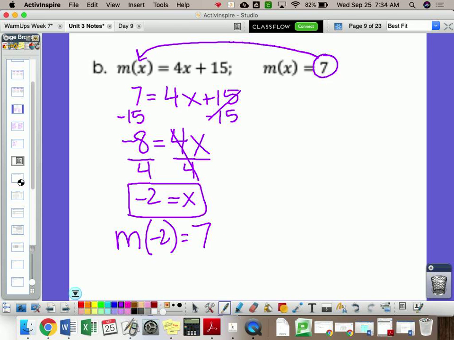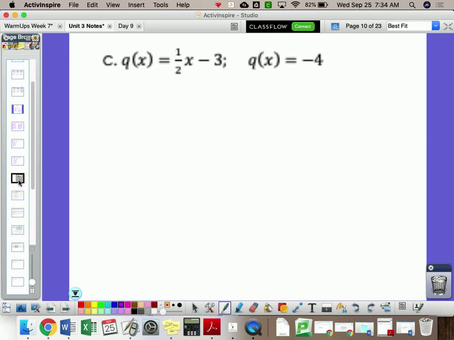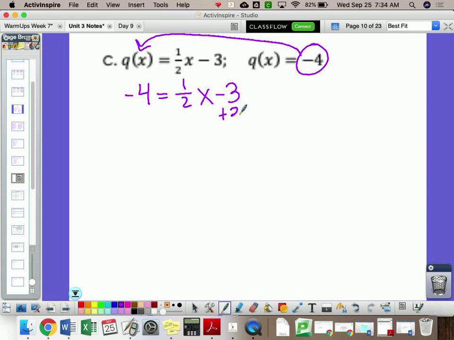Okay, let's do our last example. When q of x is equal to 1/2 x minus 3, q of x should equal negative 4. So we're going to take that negative 4 and plug it in where the q of x is. So that gives me negative 4 equals 1/2 x minus 3. So I'm going to add 3 on both sides. So negative 1 equals 1/2 x.